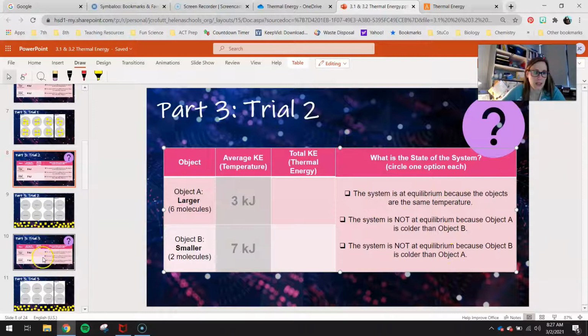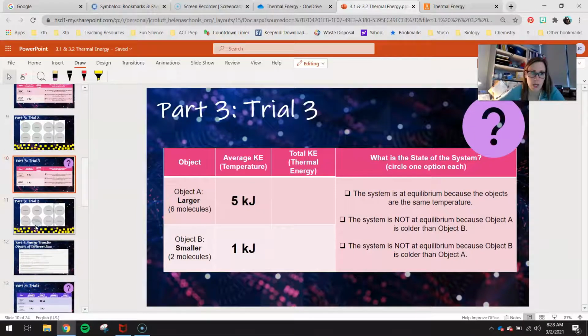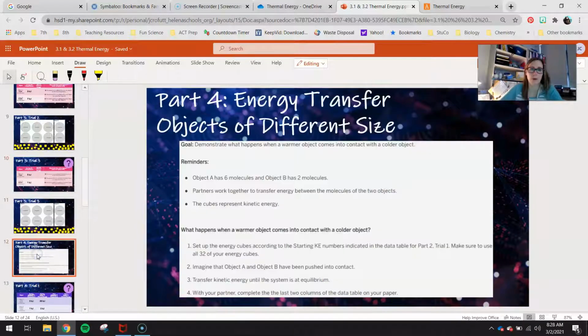Okay, and then finally, trial three. You are setting it up where in object A, each of the 6 molecules has 5 kilojoules of energy, and then in object B, 1 kilojoule of energy. Count out their thermal energies for me, and then tell me if it's at equilibrium or not. Okay, so here's your model for that one. All right, moving on to part four.